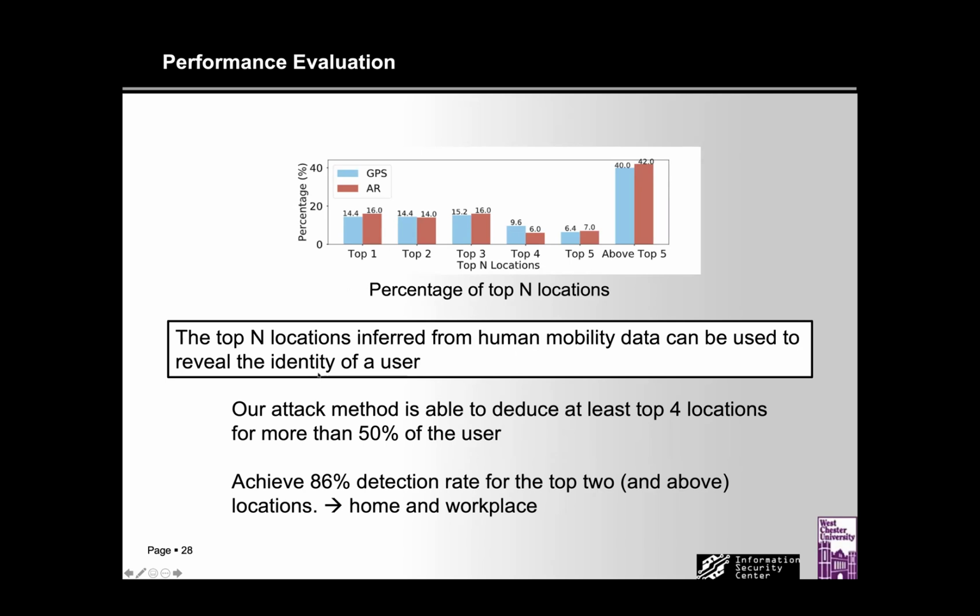So we ran this long-term experiment, and we find our attack method is able to deduce at least the top 4 locations for more than 50% of the users. And we can achieve an 86% detection rate for the top 2 and above locations, the home and the workplace. So therefore, you can see that this proposed AR security threat is also able to reveal the user's top 4 locations.